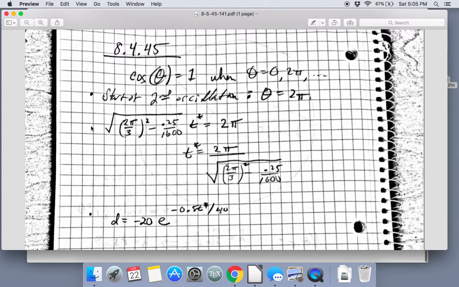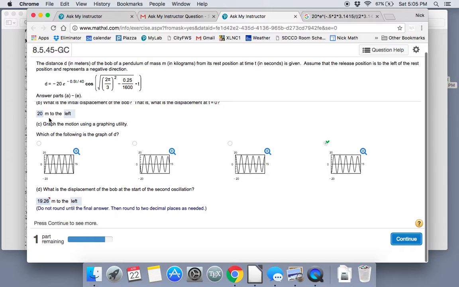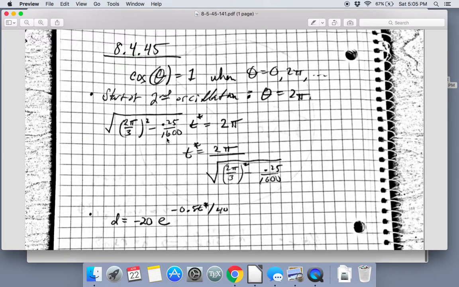So I said, okay, the inside of my cosine function looked like this ugly radical over here times t. The start of the second oscillation, I'll give it that time t star, and I'll solve for t star in this equation. I just did that, and it's real simple. You just divide by the radical. It's ugly looking, but there's your t star.